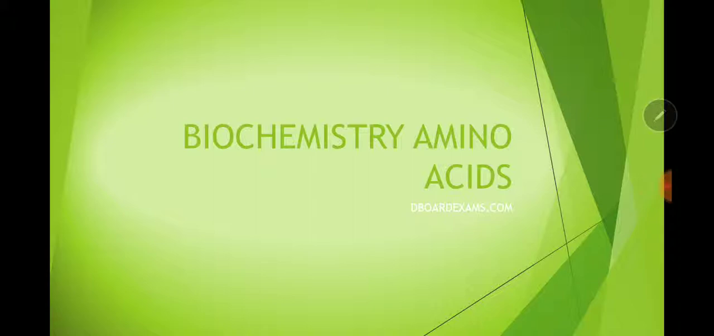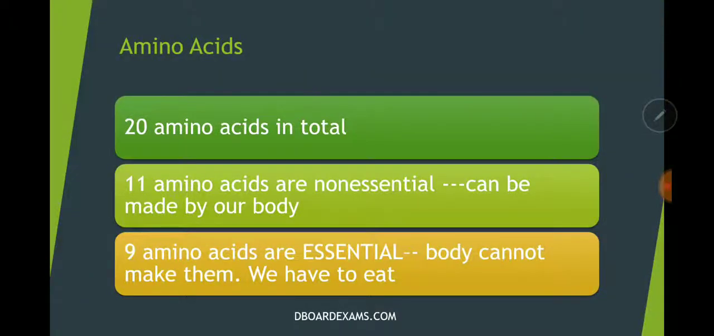This is a quick review of the amino acids. We have 20 amino acids in total. Out of all the 20 amino acids, 11 are called non-essential, meaning our bodies can make these amino acids. That's why they're called non-essential. We can synthesize them in our own bodies.